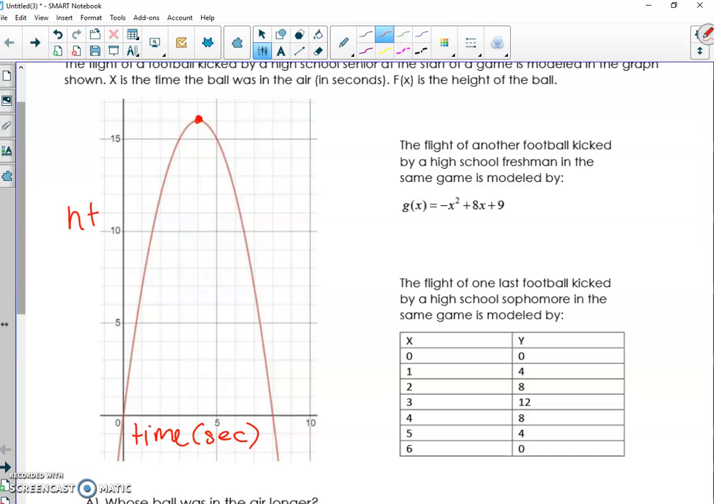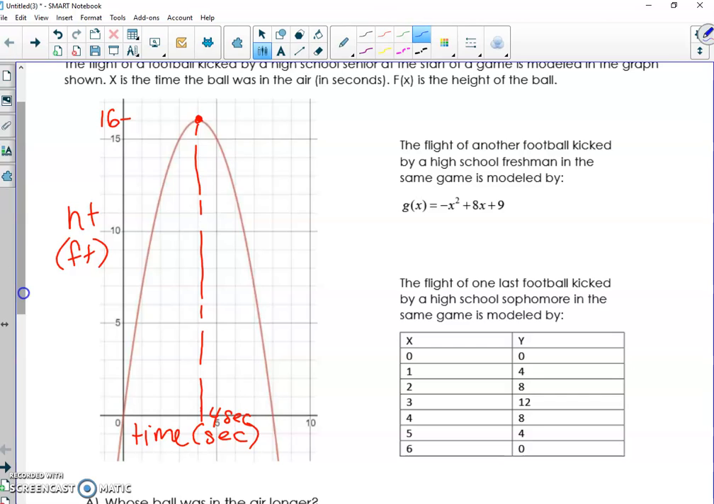And that's going to be over here, which is at 16. So I'm going to assume this is feet. It doesn't say, but let's assume this is feet. So the highest it goes is 16 feet, right? If you look down, it hits 16 feet right there at 4 seconds. So at 4 seconds, it hits 16 feet, and that's the highest it goes.